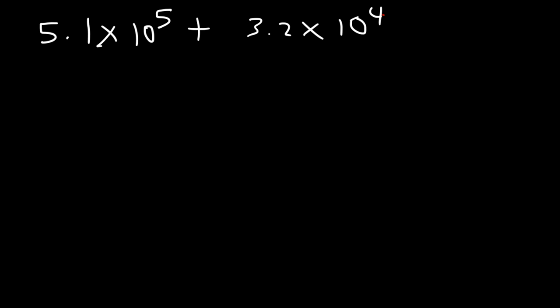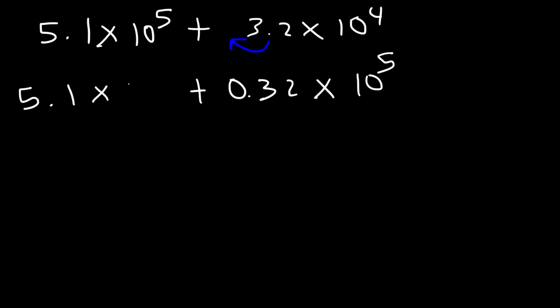So let's take the smaller number, or the smaller exponent, and convert it to the larger one. So we got to move the decimal 1 unit to the left. So this is going to be 0.32 times 10 to the 5. And let's add that with 5.1 times 10 to the 5. So now let's add these two numbers.